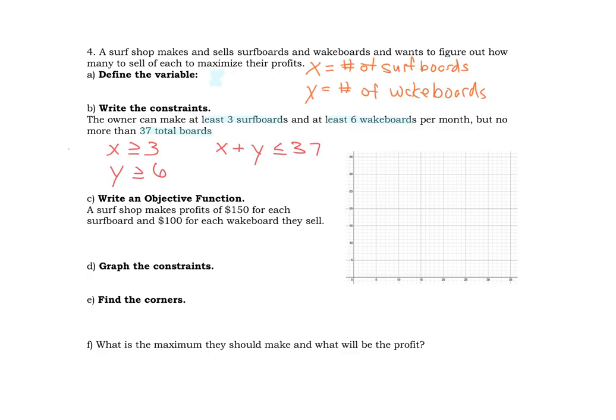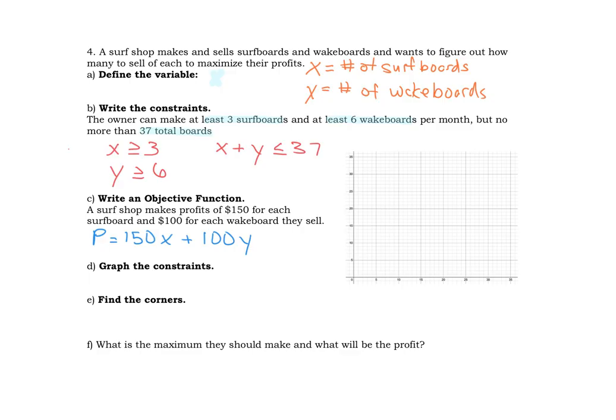Now the next portion is writing our objective function. It says a surf shop makes a profit of $150 for each surfboard and $100 for each wakeboard they sell. So profit is $150 for each surfboard and $100 for each wakeboard. So now I've got it all set up. Now I'm just going to have to graph it.